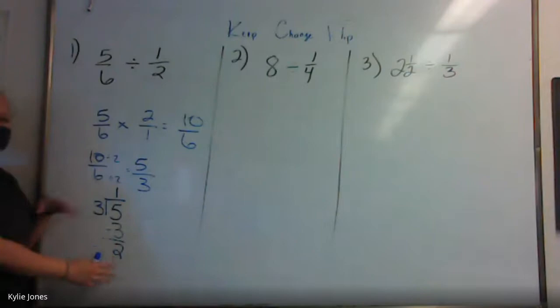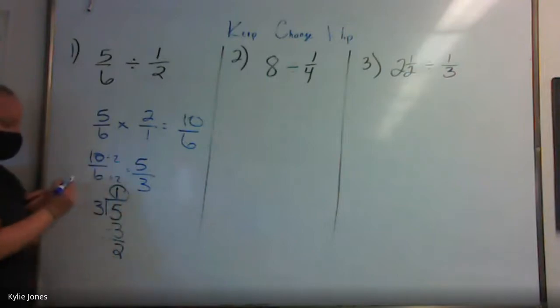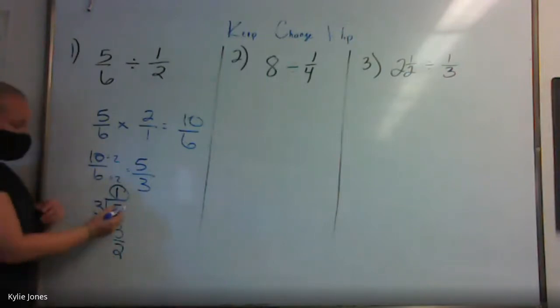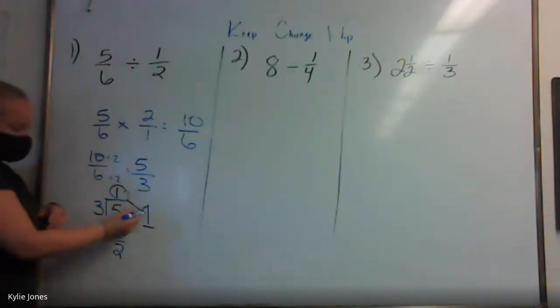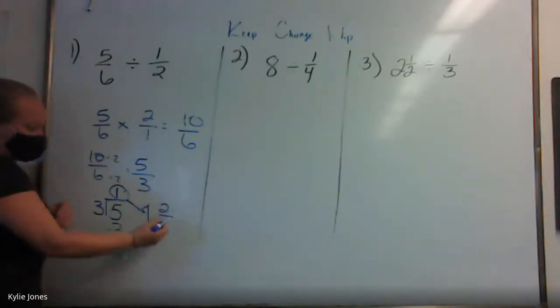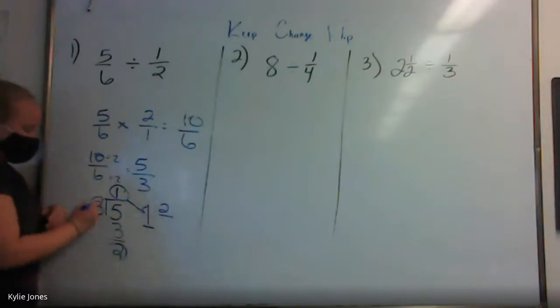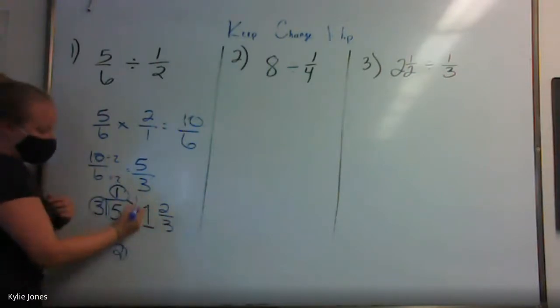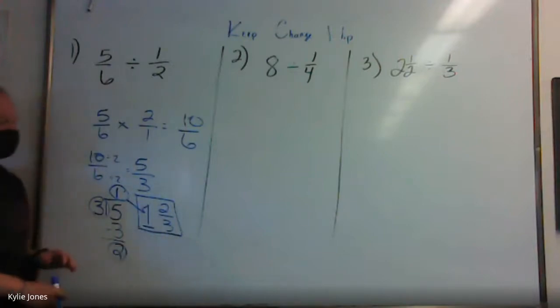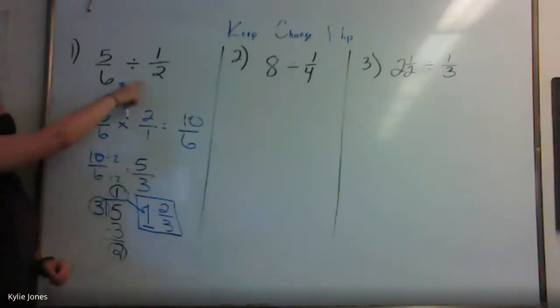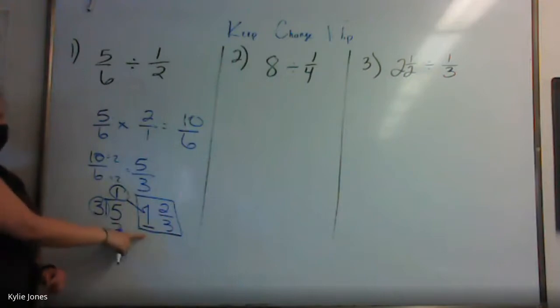We're left with these. Take the number, the remainder up there, and it's 1. So this is your whole number. Then what? And then 2 over 3. The remainder goes on the top, and what you're dividing by goes on the bottom. So our answer here is 1 and 2/3. So 5/6 divided by 1/2 is 1 and 2/3, right?